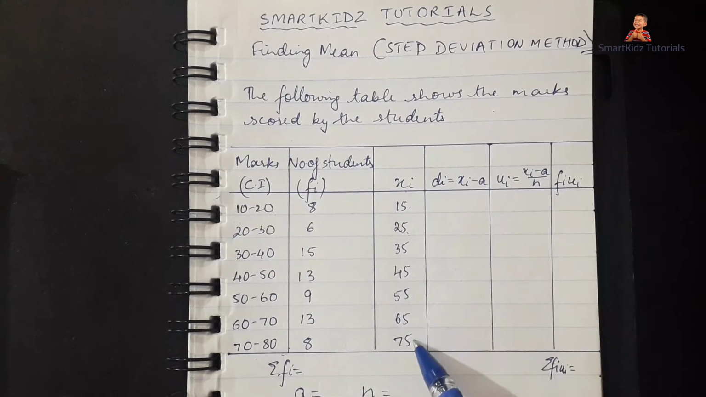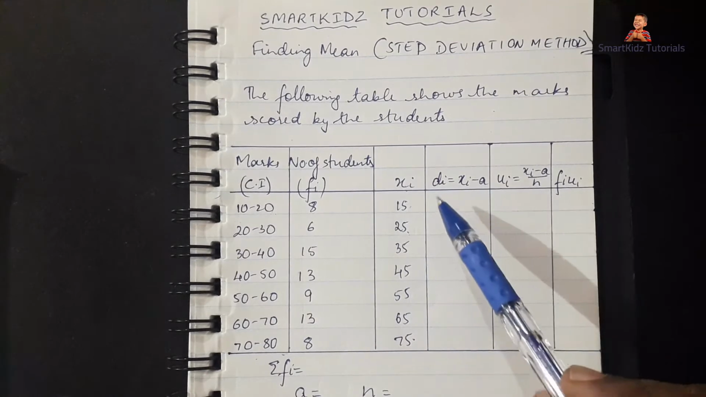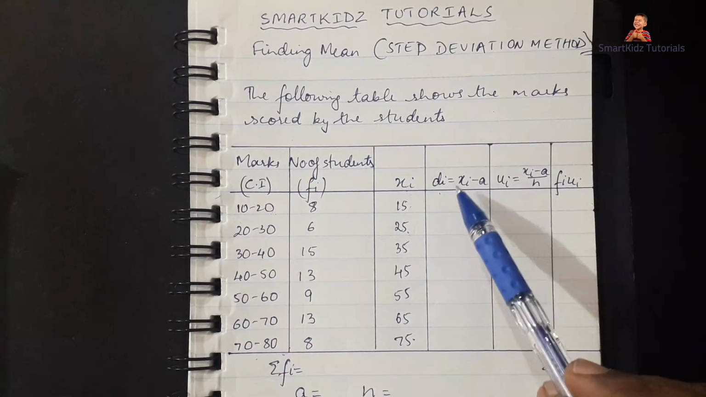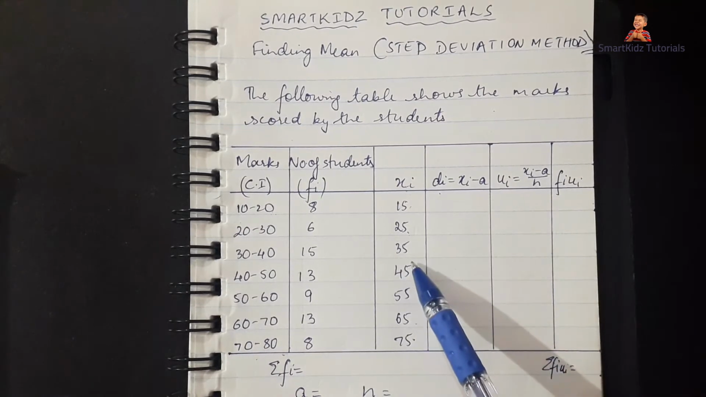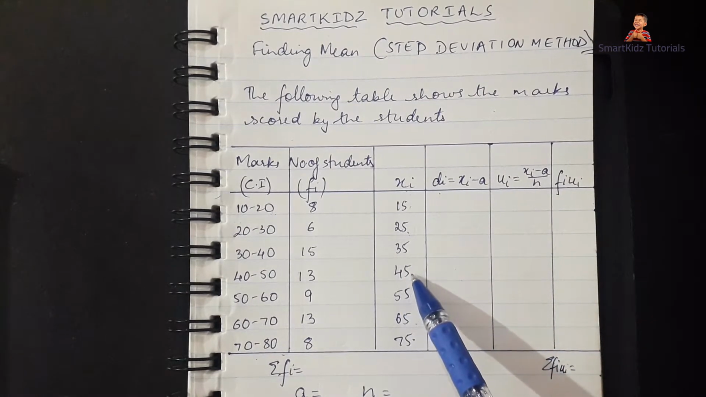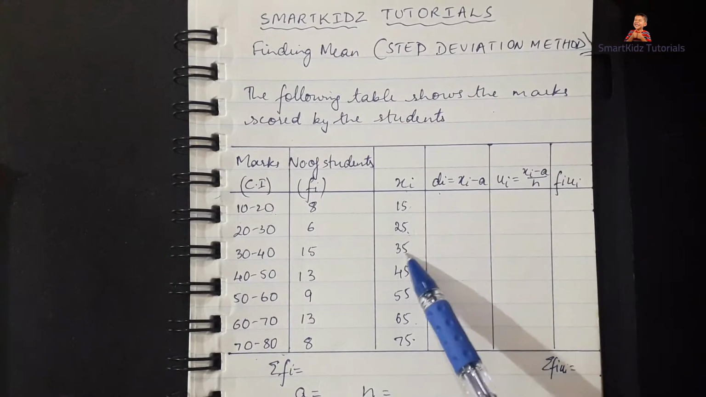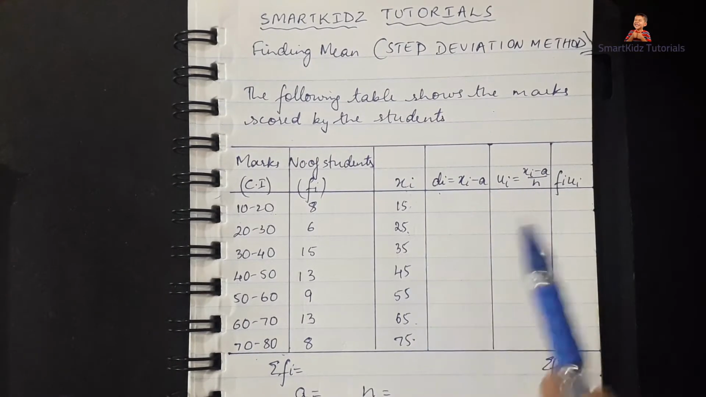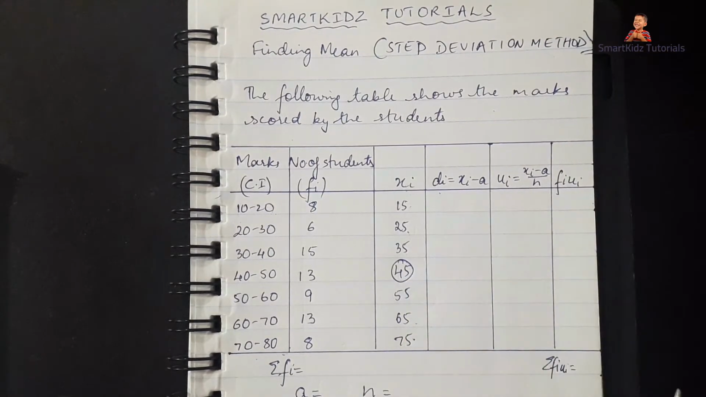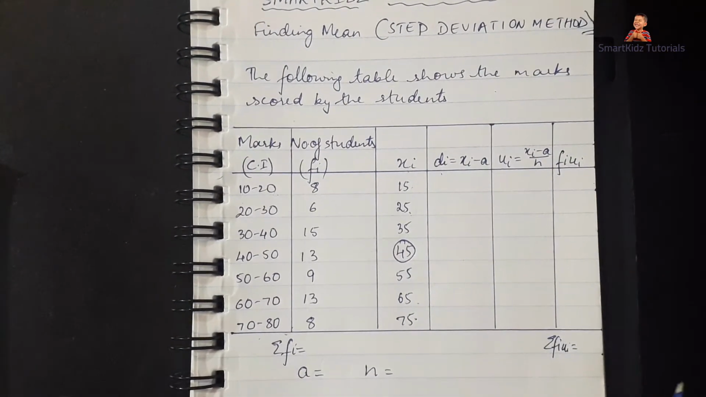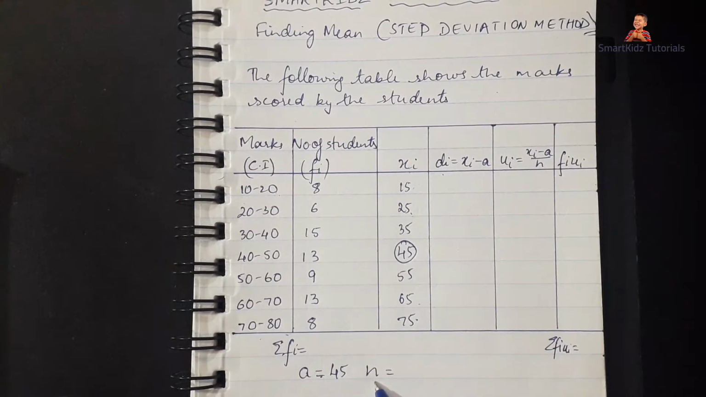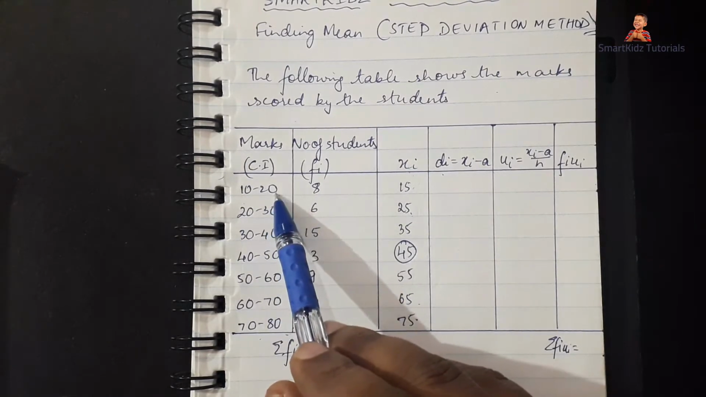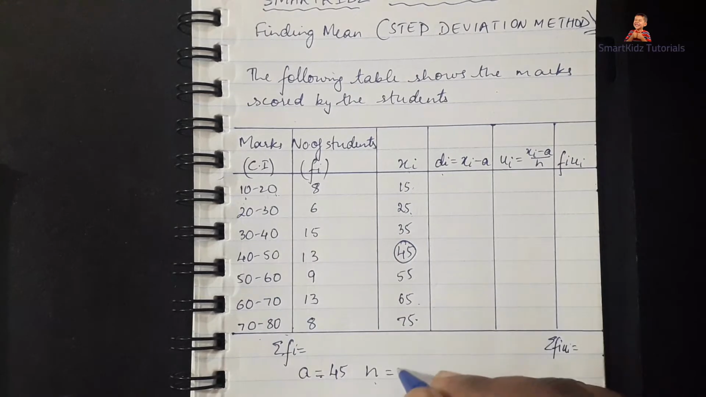Now that we have found the class mark, we will get our di, which is xi minus a. For that we need to assume a mean, and I'll assume our middle observation as our mean. Because we've got 3 over here and 3 over here, I'll take the one in between, which is 45. So 45 will be our a. Our class size is h, that is upper limit minus lower limit, which is 10.